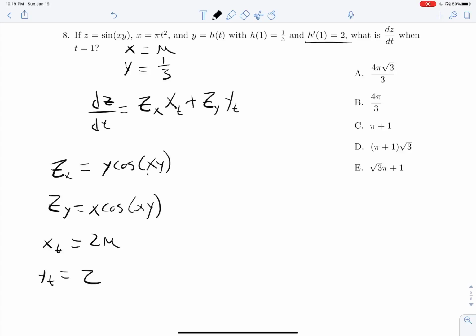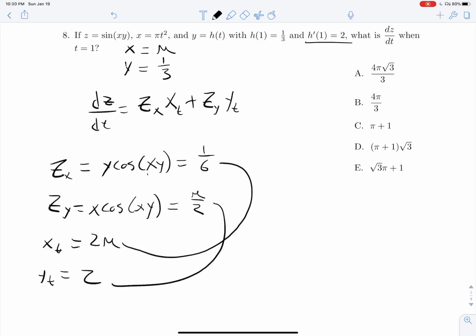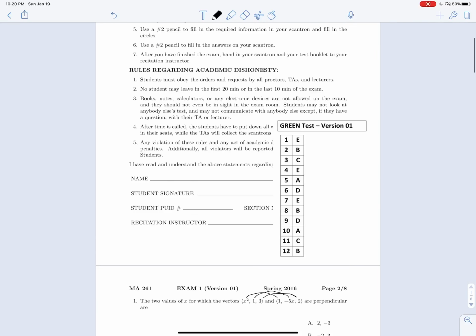So now we can start solving these over here. This expression right here, we are going to get 1/3 times the cosine of pi over 3, which will give us 1/6. And then here we are going to get pi over 2. And then finally, multiplying these and adding the results, we will get pi over 3 plus pi, or 4 pi over 3.